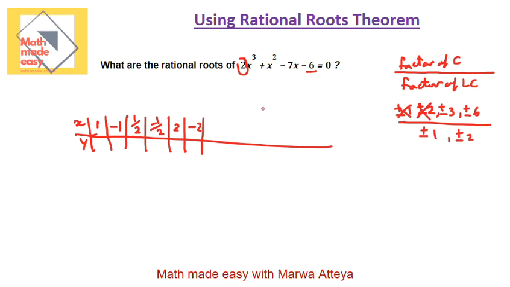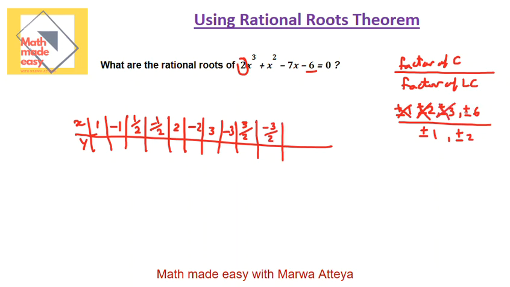Let's start dividing the 3. 3 divided by 1 is 3. 3 divided by negative 1, that's a negative 3. 3 divided by 2 is 3 over 2. 3 divided by negative 2 is negative 3 over 2. And I'm done with the 3.